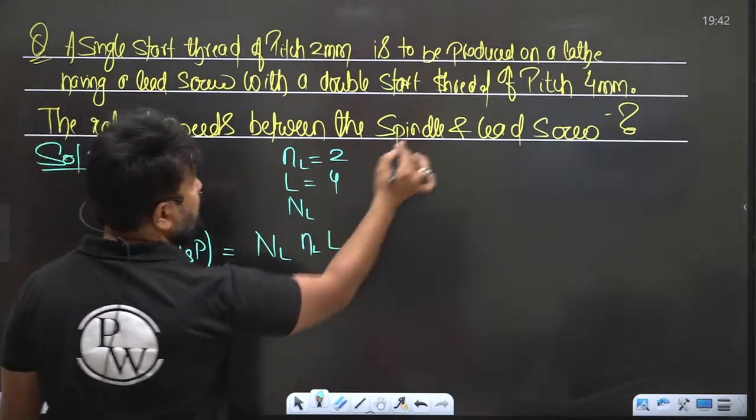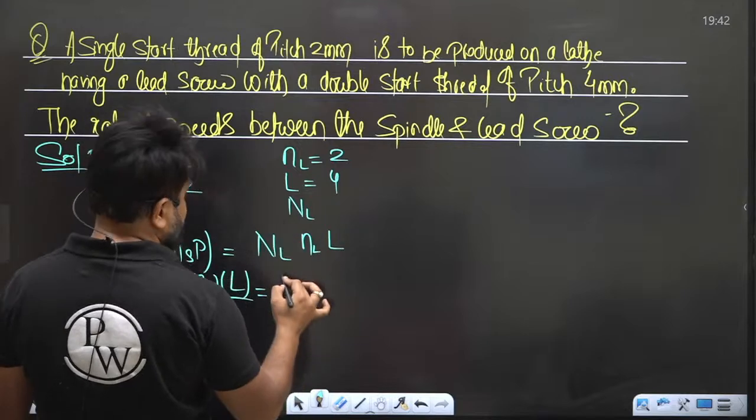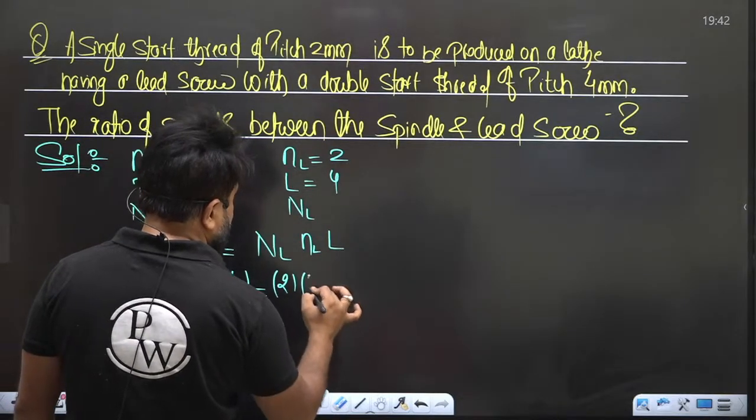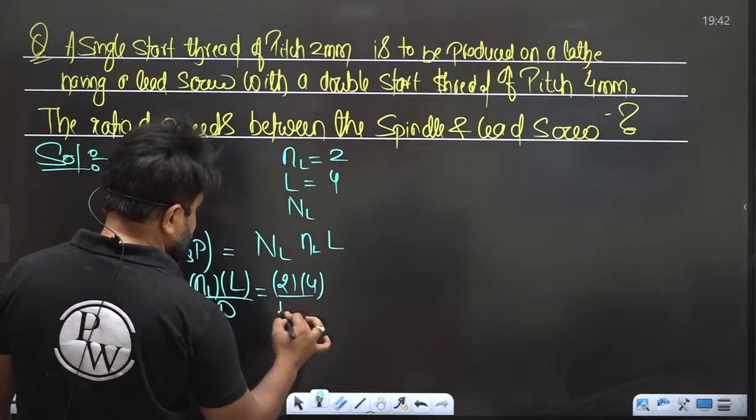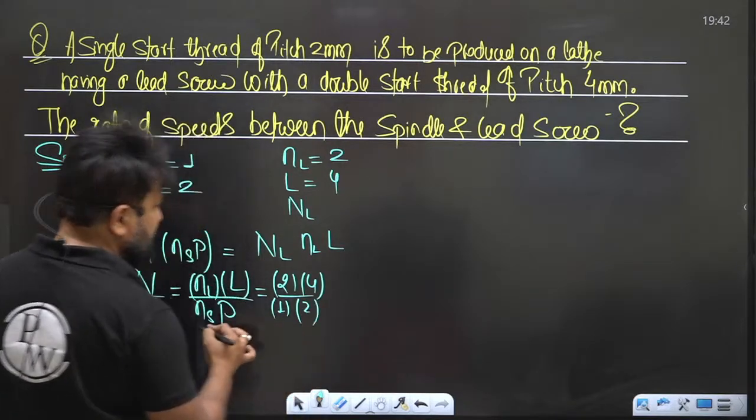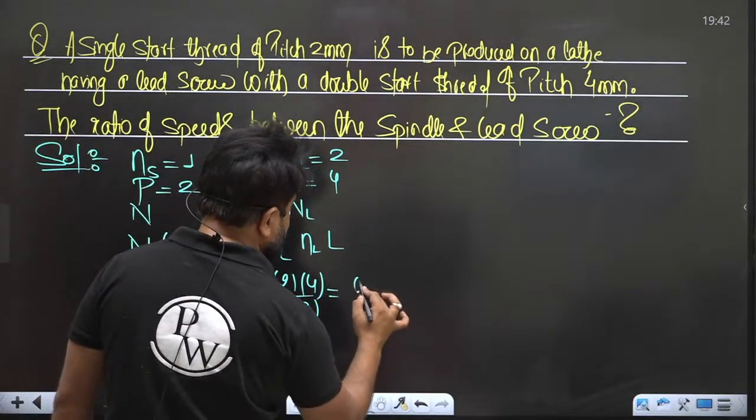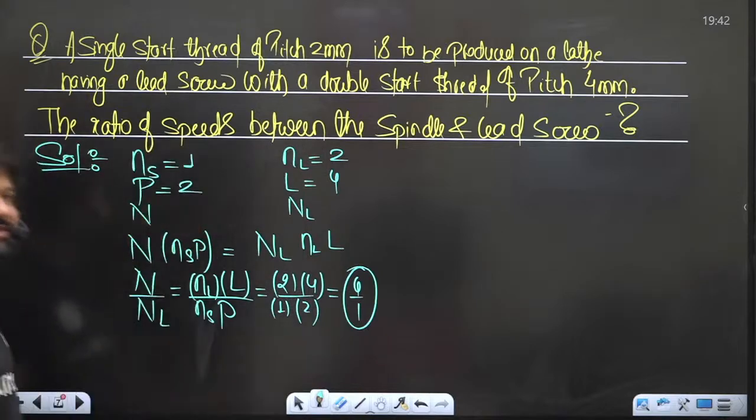So small nl equals NS into P divided by L. Double start is 2 and pitch is 4, NS is 1 and the workpiece pitch is 2. So here the ratio will become 4 by 1. Is that clear? Here the ratio will be 4 by 1. I hope the thing is very clear.